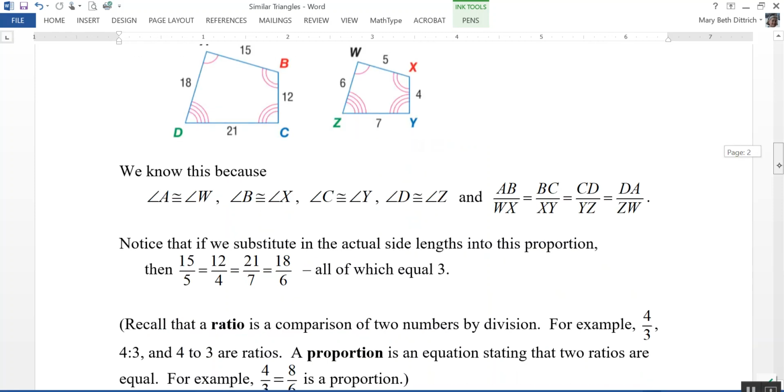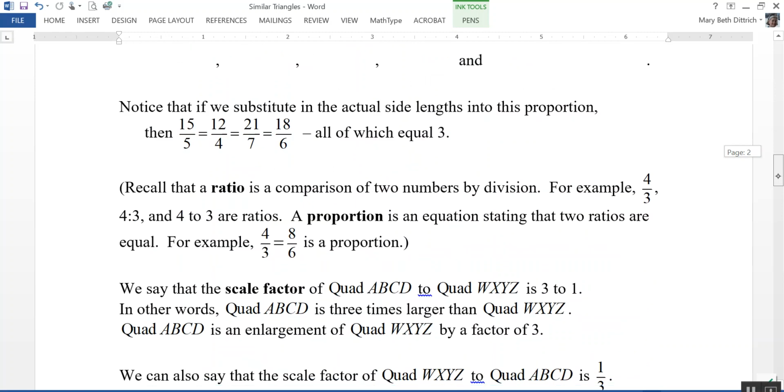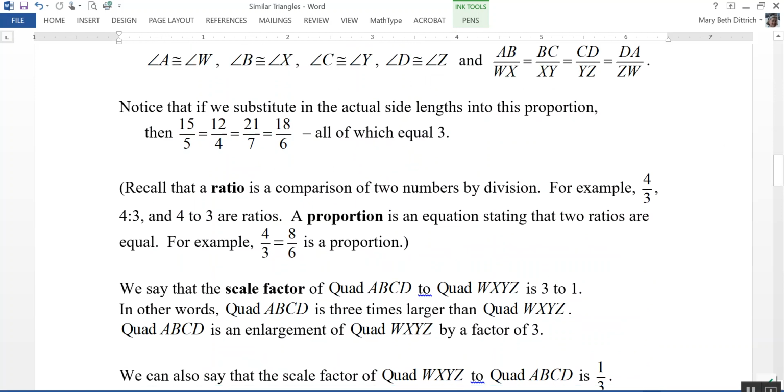Notice that if we substitute in the actual side lengths into this proportion, then we have 15 over 5, which equals 12 over 4, which equals 21 over 7, which equals 48 over 16, all of which equal 3.